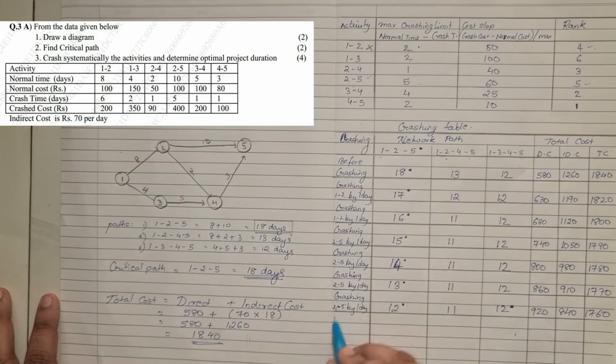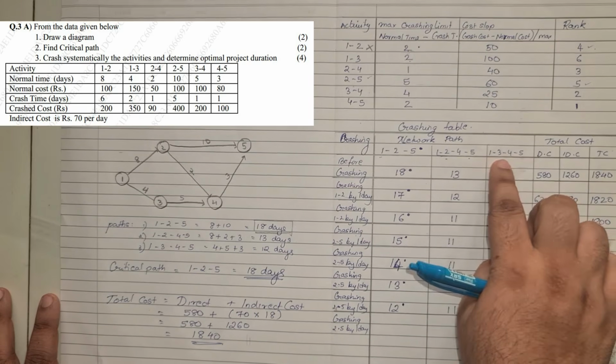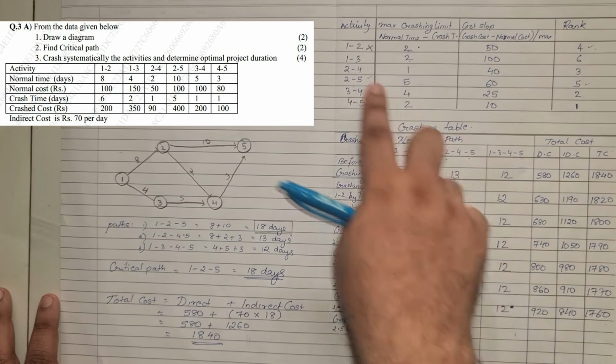So here only 25 is there. 25 we have crashed it 4 times, so I can crash it one more time. So I'll write here crashing 25 by 1 day. And under this 1, 3, 3, 4 and 4, 5. Check which is the lowest.